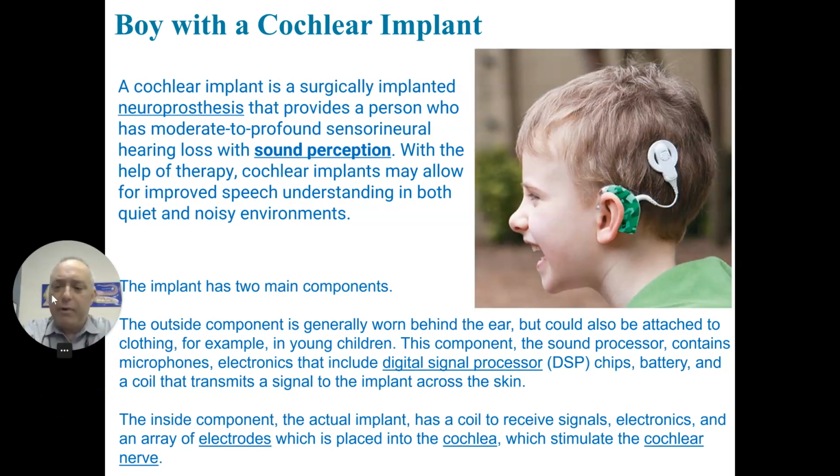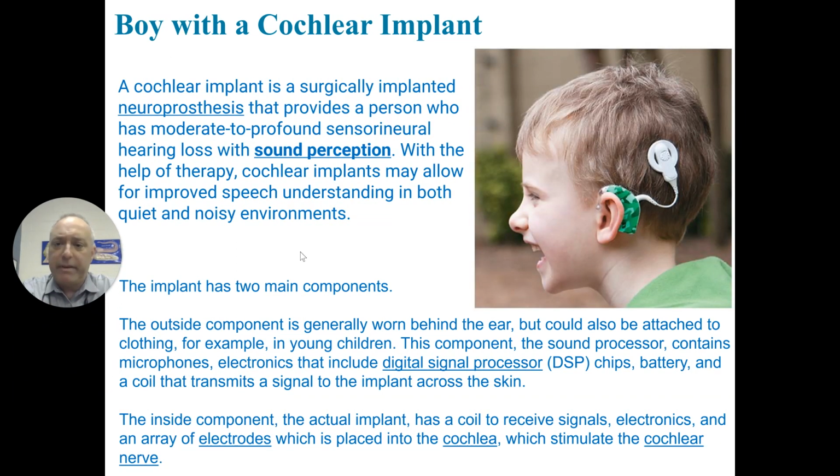Okay, cochlear implants. I just want to say a couple of words about this. These are surgically implanted neuroprostheses, where you have 2 different components. The outside component is generally worn behind the ear, but it's a sound processor containing microphones, electronics, digital signal processing, and the battery. And then there's an inside component, which is the actual implant, a coil to receive signals, electronics, and an array of electrodes which are placed in the cochlea. And these stimulate the cochlear nerve. And this is how this little boy is able to hear.